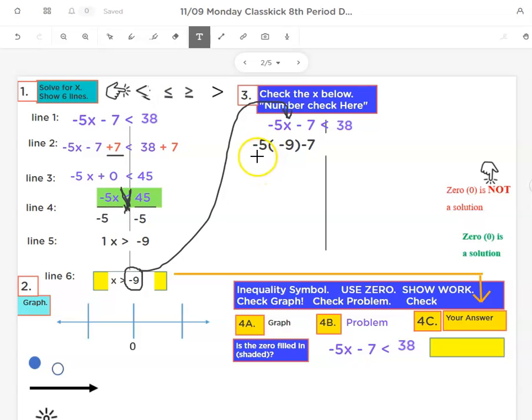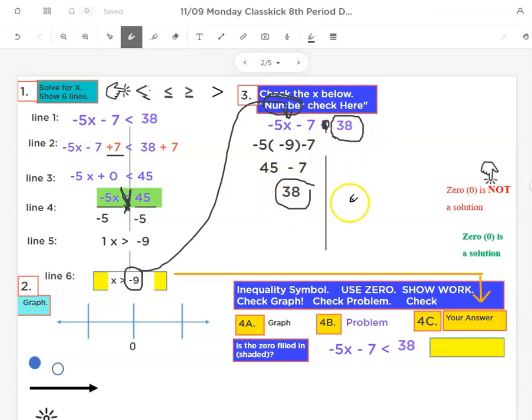So I want to see your work. What's a negative times a negative? It's a positive 45. And what's positive 45 minus 7? Did the left side equal the right side? Remember, when we're checking the number, we're not focusing on the inequality. When we're checking the number, we want the left side to equal the right. So when you take your number in your answer, you substitute in the place of the x, and you solve the left-hand side, it should equal the right-hand side. So we have the right number.